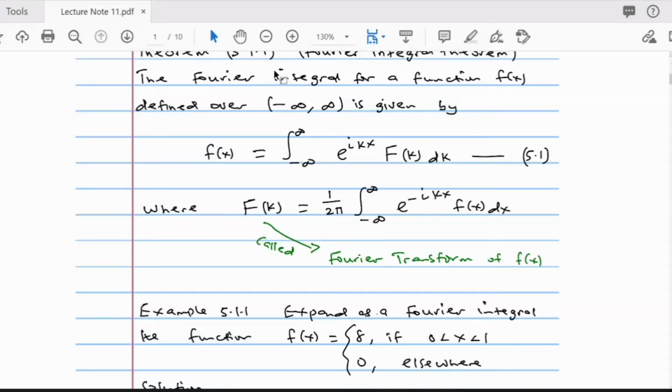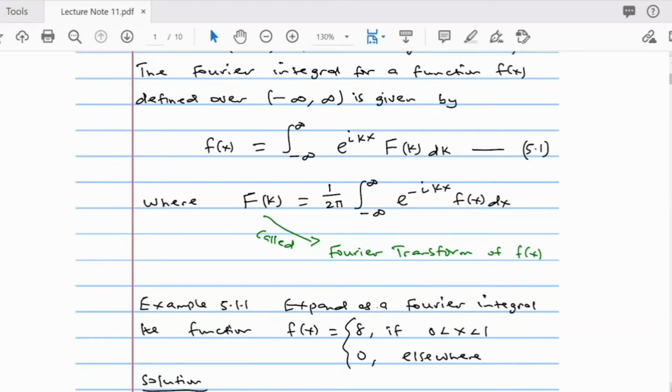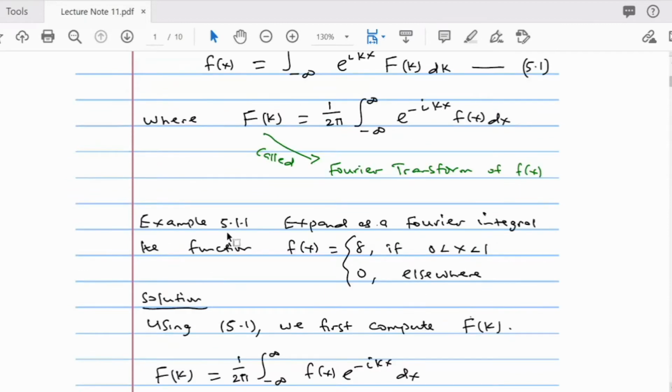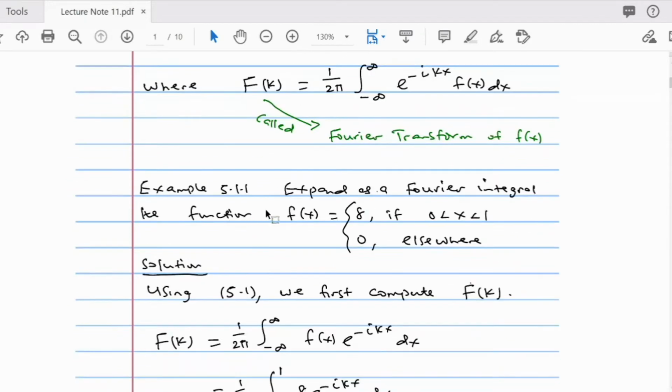of small f of x. Okay, let's give an example. So we have example 5.1.1. We want to expand as a Fourier integral the function f of x, which is equal to x in the interval between 0 and 1 and 0 elsewhere.